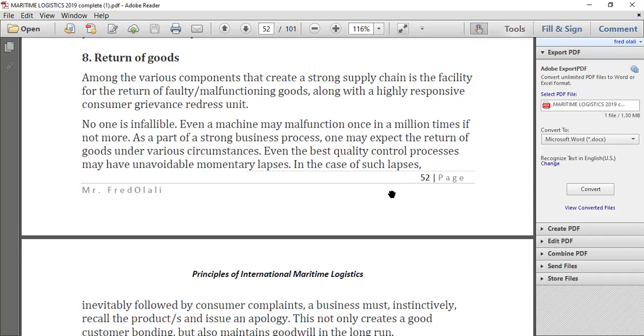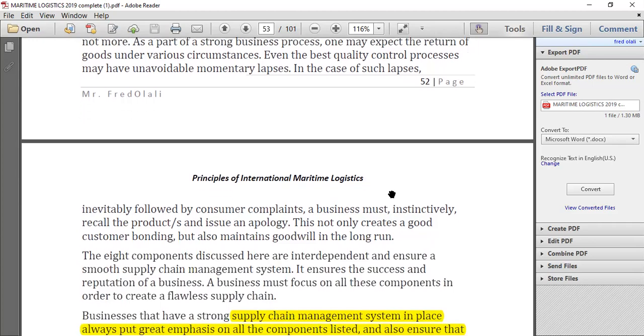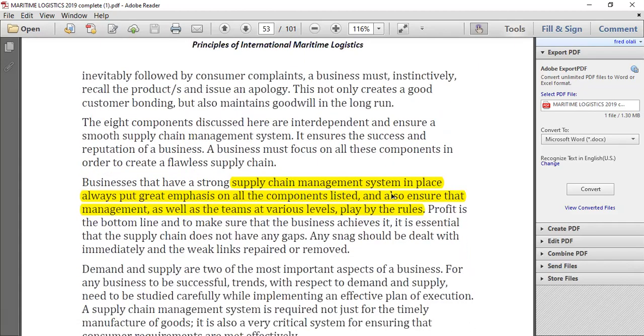So this can happen. And whenever it happens, if you want to maintain good customer relation, if your client complains about whatever you offer to him, then you need to accept it back and offer a better one. So in case of such lapses, inevitably followed by consumer complaints, business must instinctively recall the product and issue an apology. That is very, very important. So this not only creates a good customer bonding, but also helps maintain the goodwill in the long run.